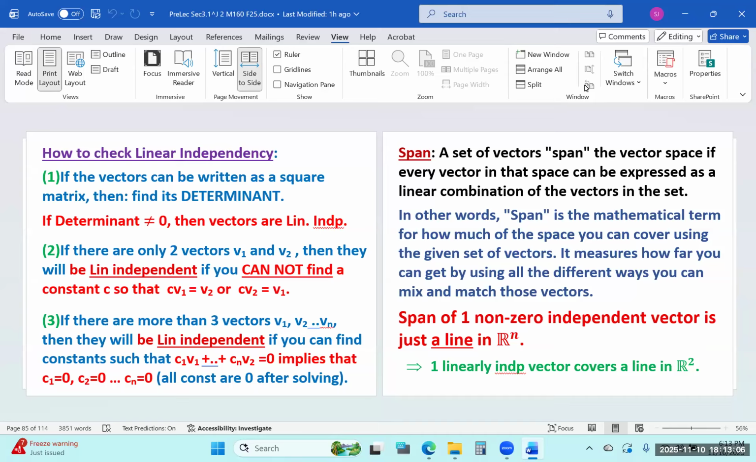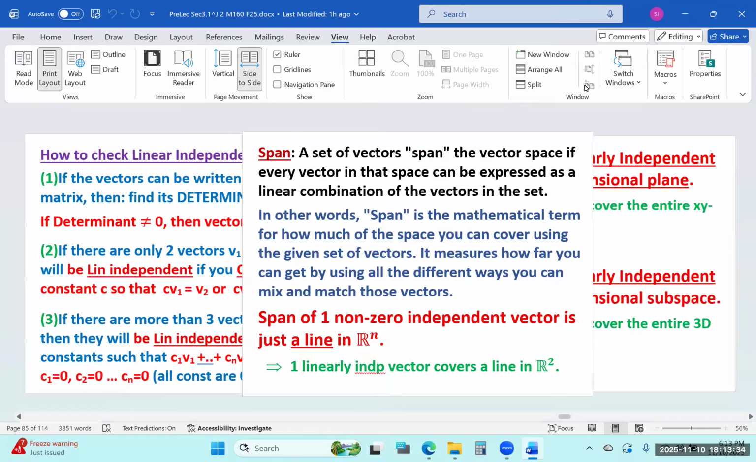It doesn't matter. The only thing you can cover in the entire span, in the entire space, is just a line. So one vector can cover only one line. So the span of one vector, it doesn't matter which space you are in, R2, R3, R4, it doesn't matter the dimension of your space. If you have only one linearly independent vector, the amount of space it can cover is only a line. And a non-zero vector, okay?